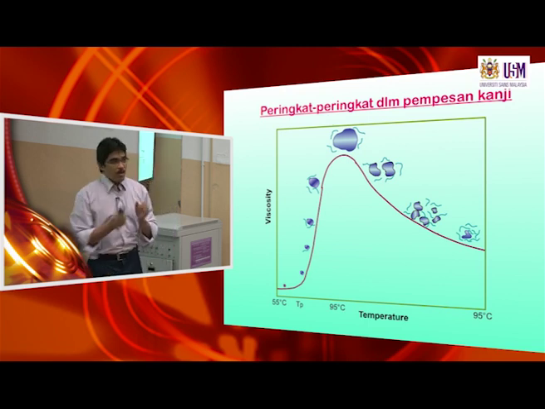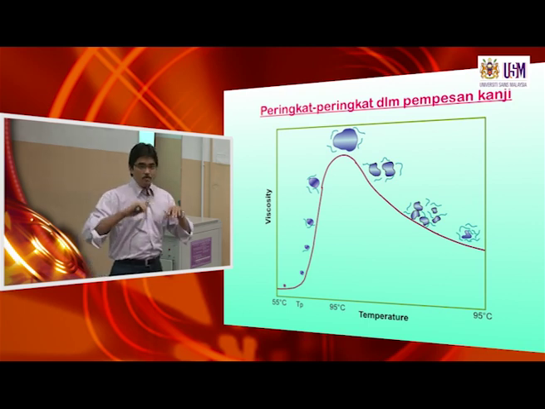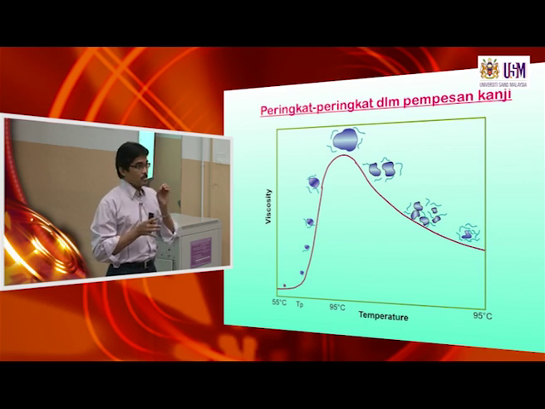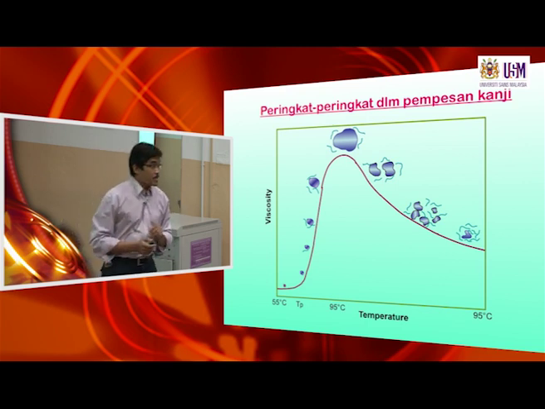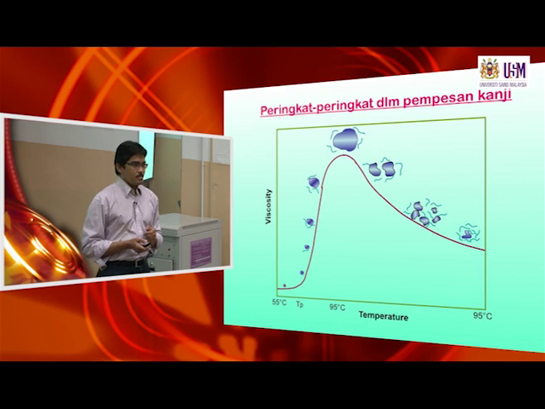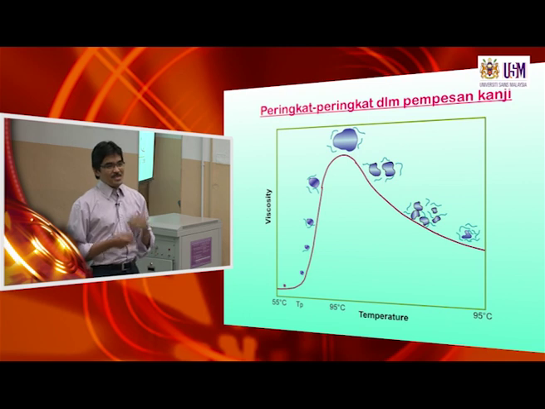So now, at this point, we have a starch paste. And the starch paste always contains a mixture of molecules of amylose and amylopectin in the solution, plus the granule fragments. That is a starch paste. Okay? That is why the whole process is called pasting. P-A-S-T-I-N-G. Or in Bahasa, pempesan. If you feel that it's a bit funny to pronounce pempesan, then you can say pasting.